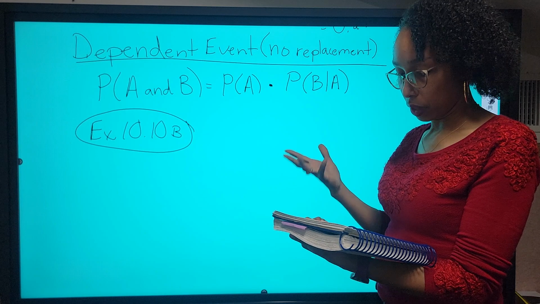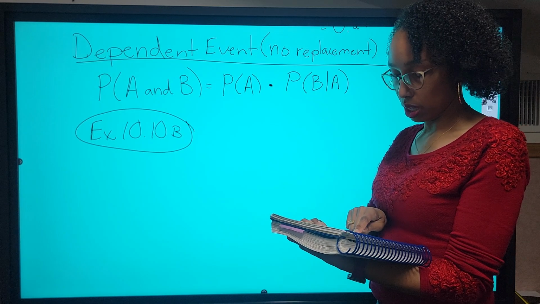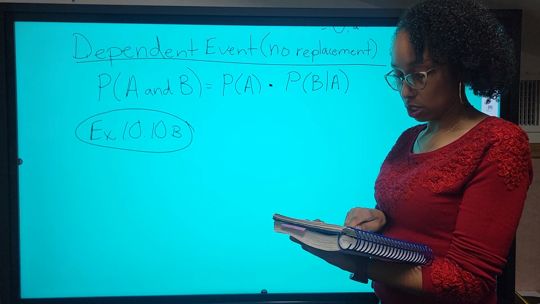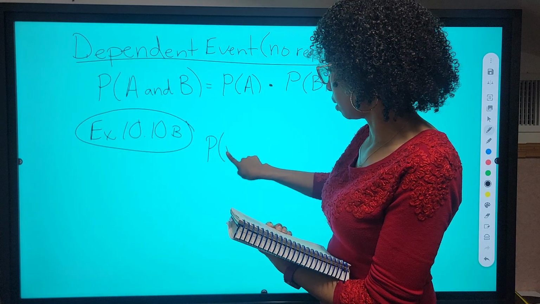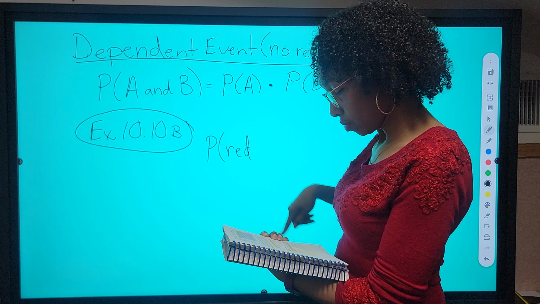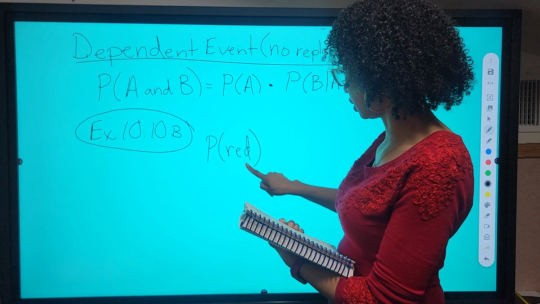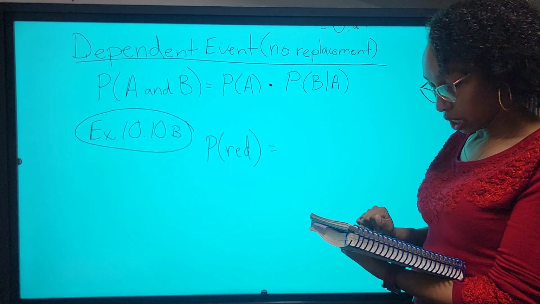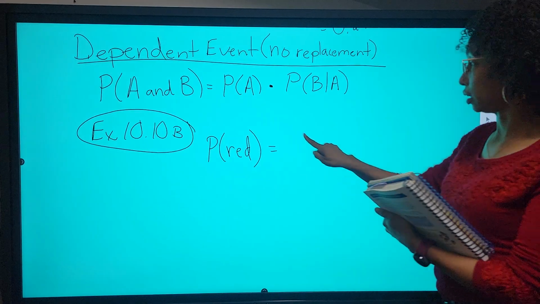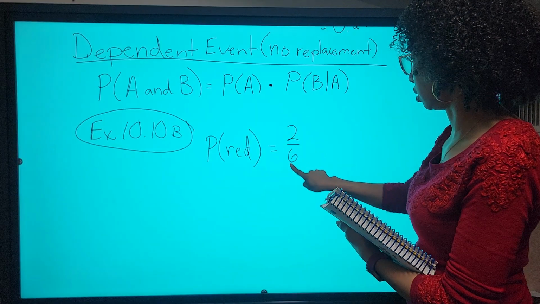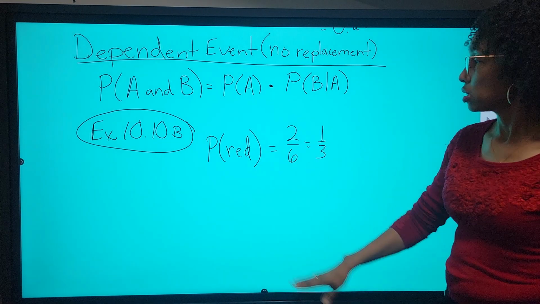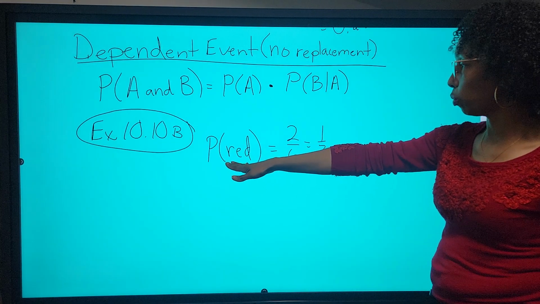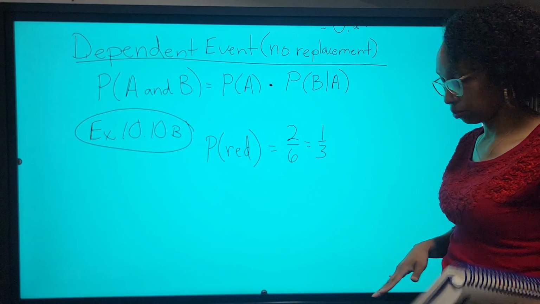They told us there were 3 green, 2 red, 1 blue. So 3 plus 2 plus 1 gives us a total of 6. So the probability of drawing a red marble just by itself, we know is going to be 2 out of 6. 2 of the 6 here. Which we can reduce, would be 1/3. Okay? So the probability of drawing a red marble is 1/3.